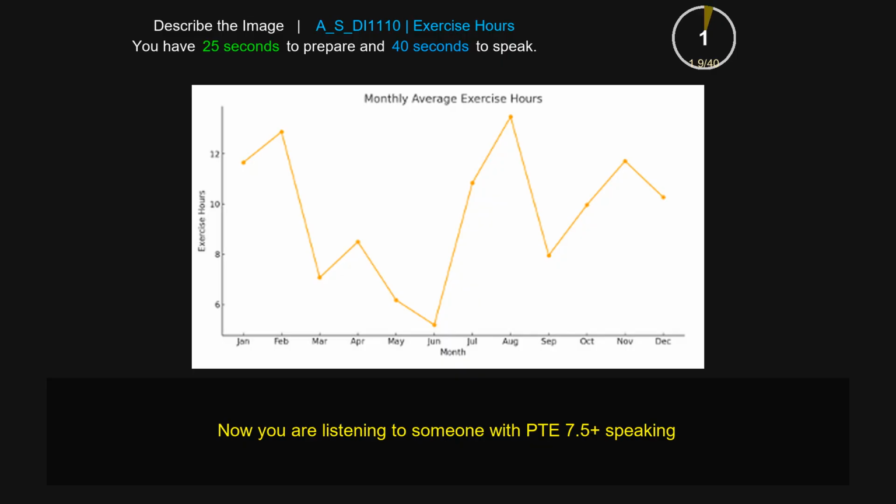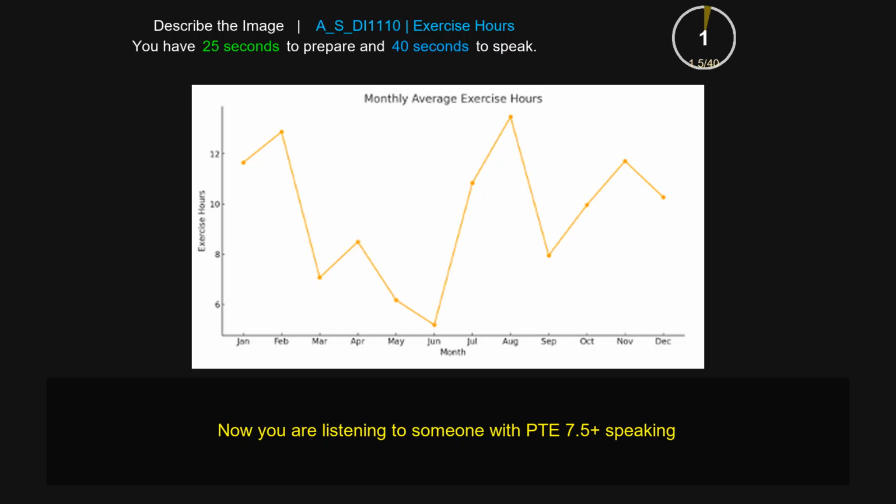The picture provides valuable information about exercise hours. I can observe that there are two categories, such as exercise hours and month. The highest value comes from the August month, which is 15, while the lowest value comes from June, accounting for 2. The second highest value comes from the February month, which is 14, and March has the value of 7, and the November month has 10. Overall, the picture provides valuable information about exercise hours in different months.